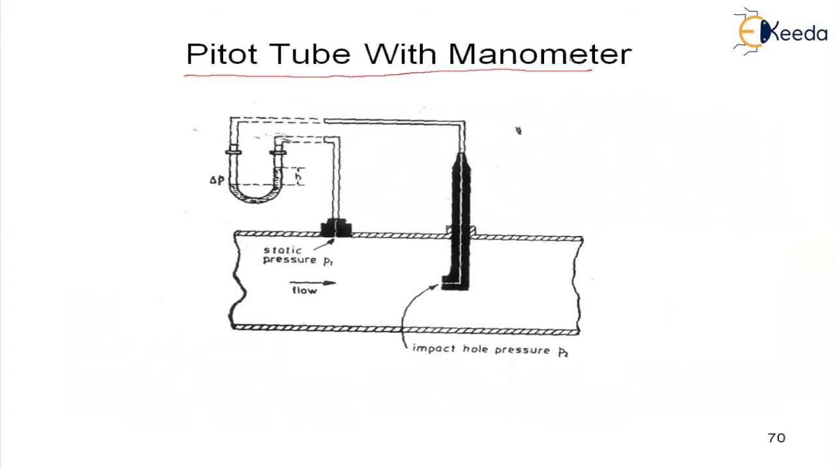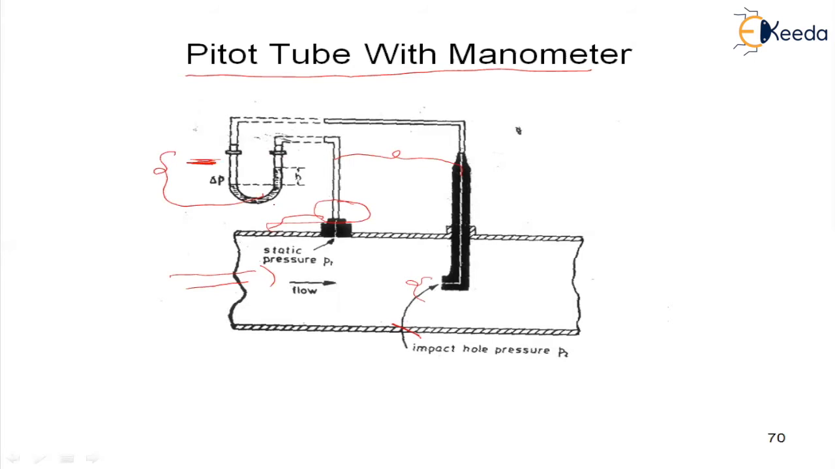Very important, my dear students. Here the liquid is flowing, and whatever pressure I get here is called impact pressure, or stagnation pressure. The pressure acting outside is called static pressure. The difference between these two pressures is measured with the help of this manometer.